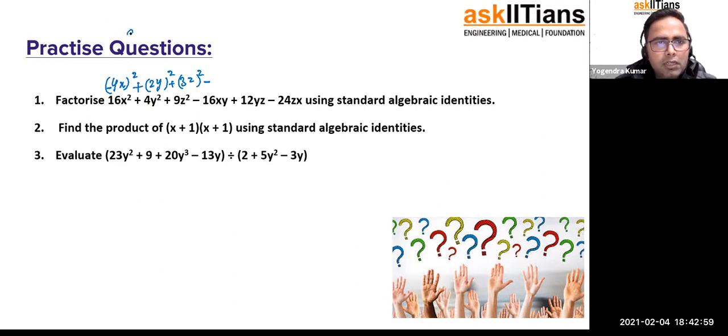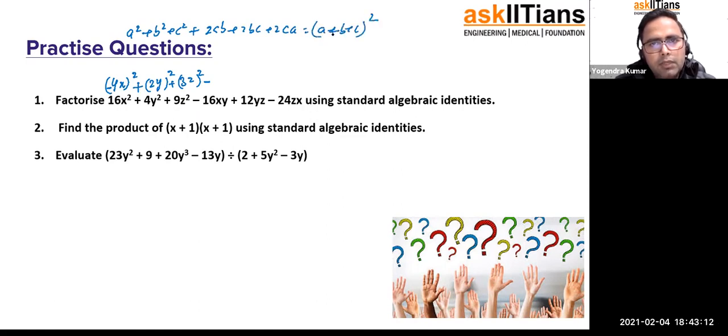Which identity can you relate it to? a square plus b square plus c square plus 2ab plus 2bc plus 2ca. That is a plus b plus c whole square. I wrote it the reverse way actually, but I think you can remember. Both ways we need to remember, and here we need to write it the reverse way. So here a is minus 4x, b is 2y, and c is 3z. So here it has to be 2ab, so this is negative.